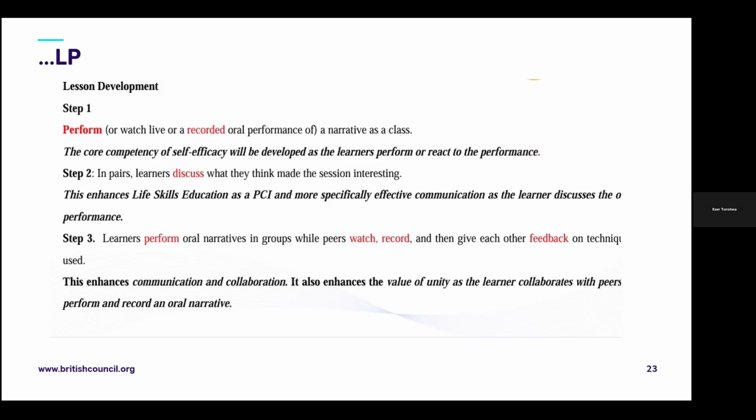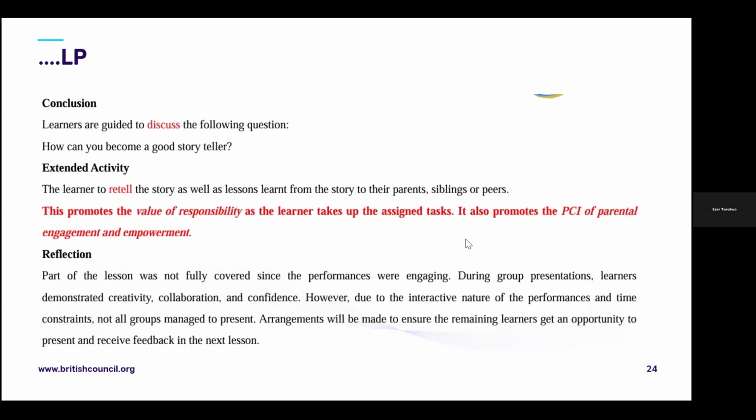Now the steps: perform. Step 2, in pairs, learners discuss. Step 3, learners perform. You see, it is in red. And this is what I said, that it is learner-centered. The students perform these things. The students are immersed in the lesson.